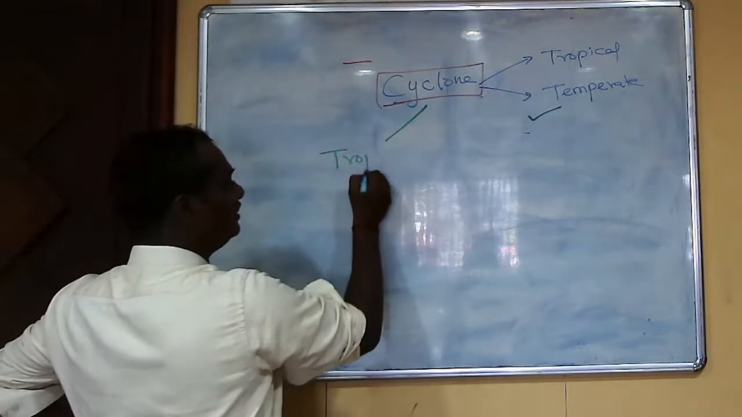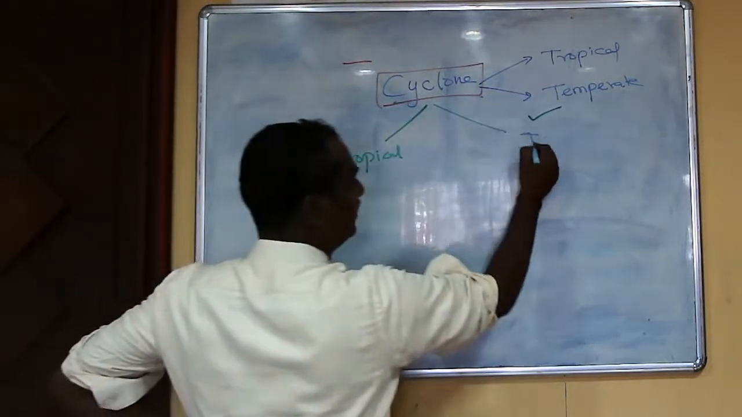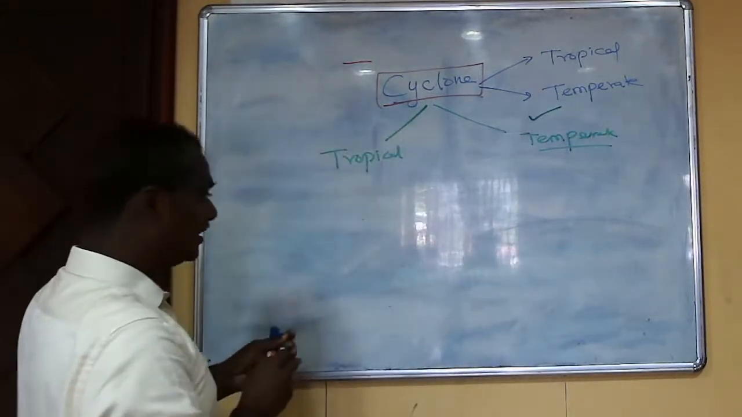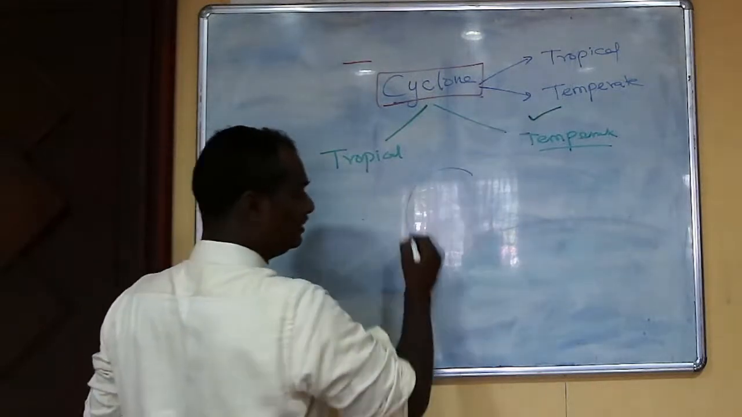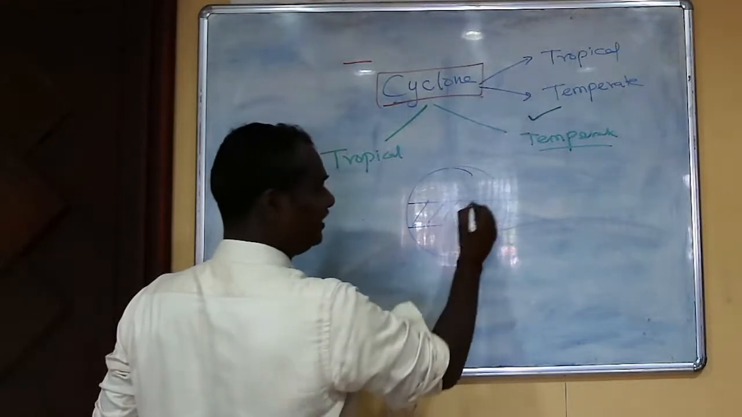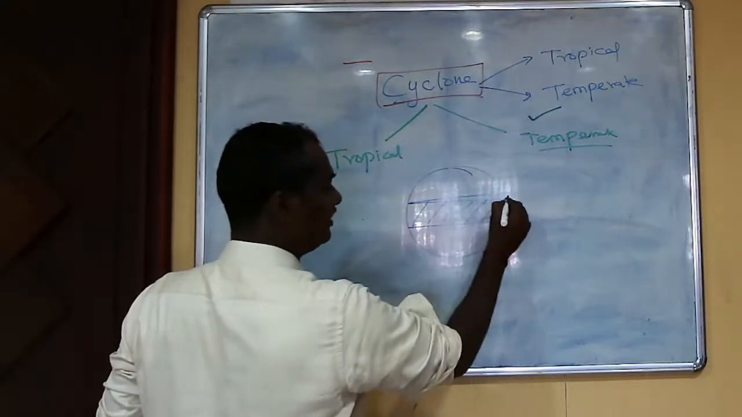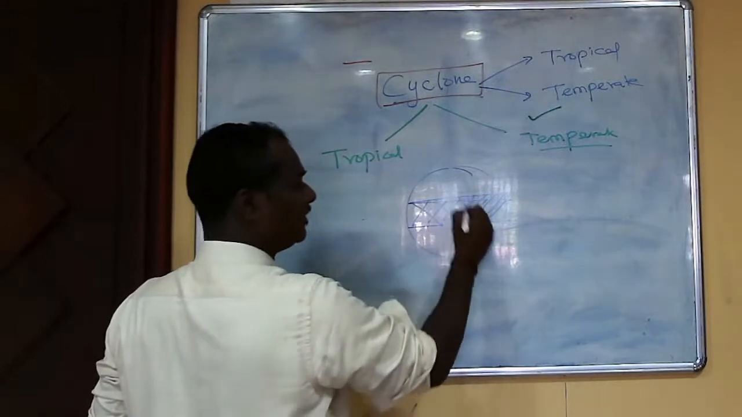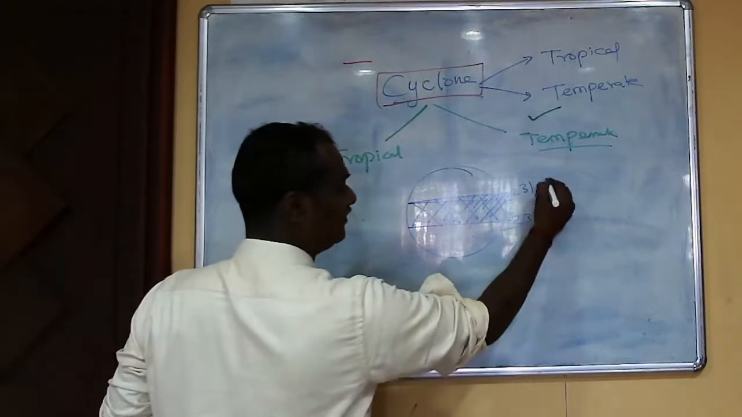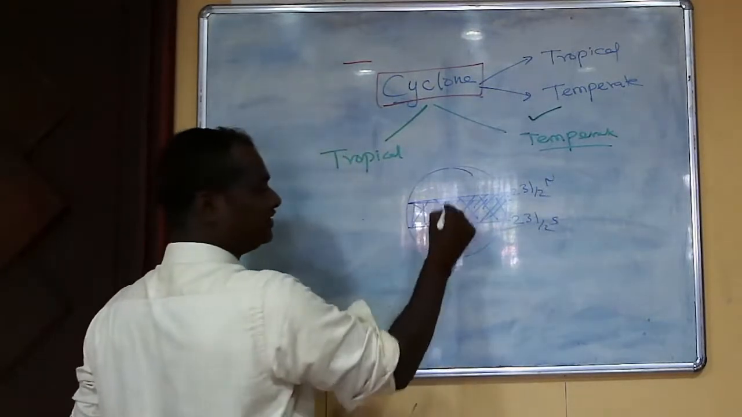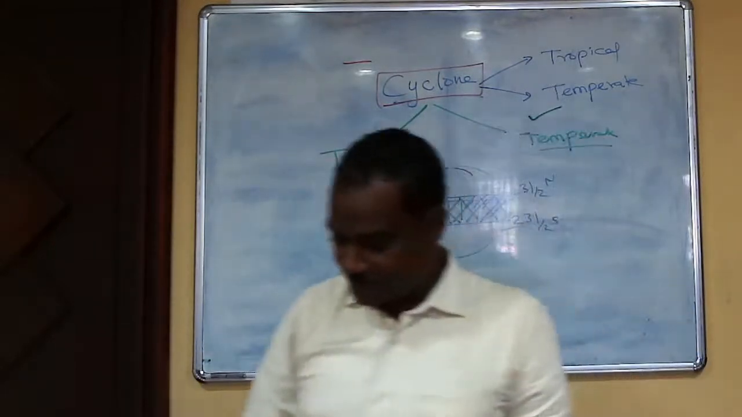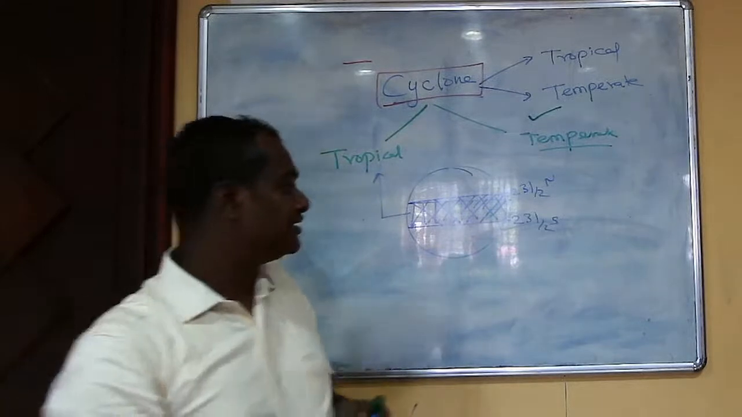Now, tropical and temperate. You know what a temperate zone and a tropical zone are? If you look at Earth, this region is very near to the equator, or to be very specific, between the Tropic of Cancer and the Tropic of Capricorn, 23.5 north and 23.5 south. This is known as the tropical region. Any cyclone formed in this region is known as a tropical cyclone.